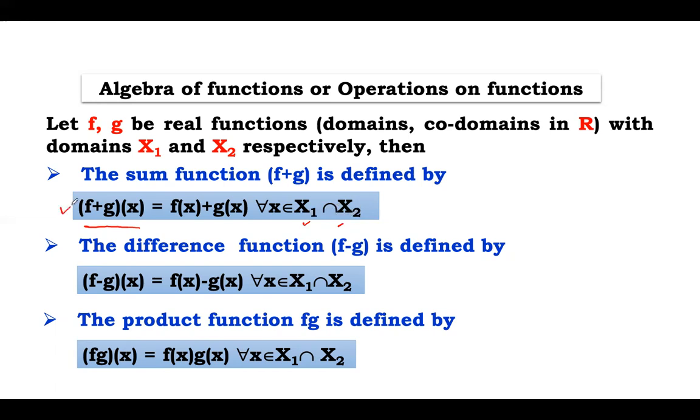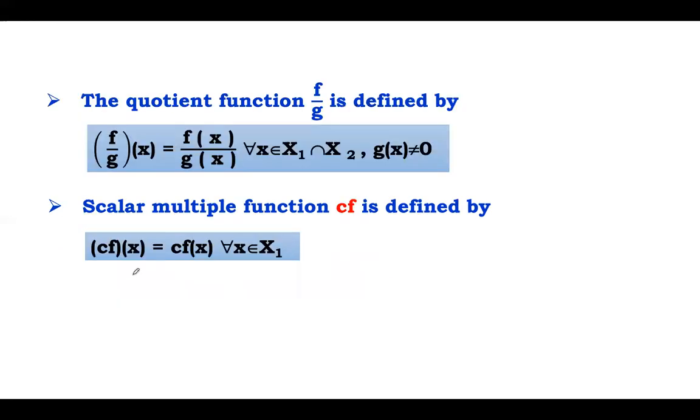If we are going to add, subtract, multiply, or divide, then in the division, you know that division by 0 is not defined, so g(x) must not be equal to 0, right? Or c f(x), where c is any constant, so we can go for this number and apply this theory, right?